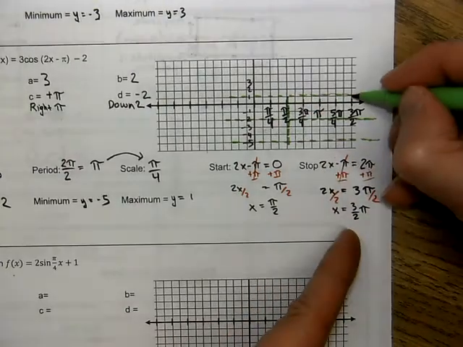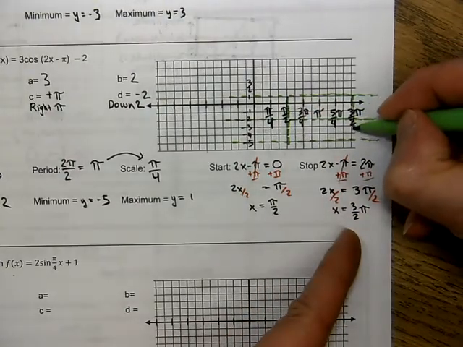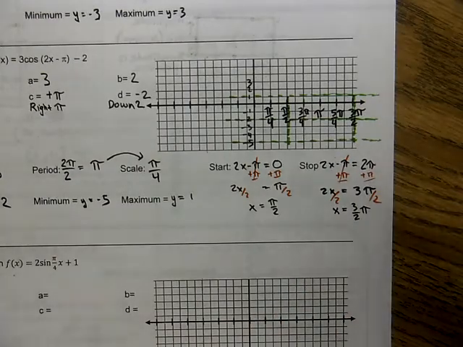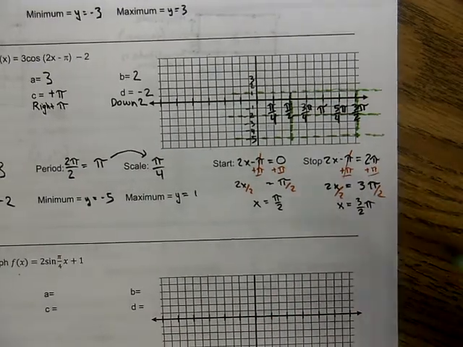And the 3/2 pi is the right side of the box. So I just dash these lines in because they're not really there. They're not really part of the graph itself. It's just a framework for us to be able to use.